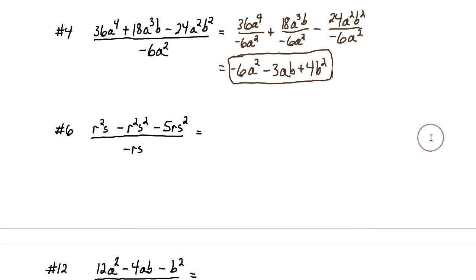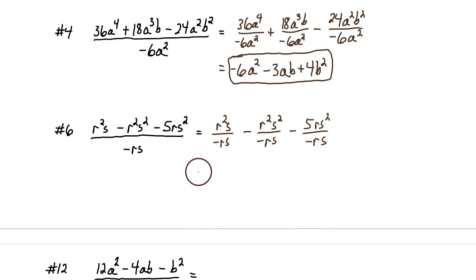Number 6 has that same pattern. Take each term of the numerator and divide by that denominator. Now simplify the terms. Be careful with the negative signs and be careful you're using the subtracting exponents rule correctly. A positive divided by a negative is negative. R squared divided by a single r leaves a single r. The s's cancel out. Now in the middle, negative divided by negative is positive.